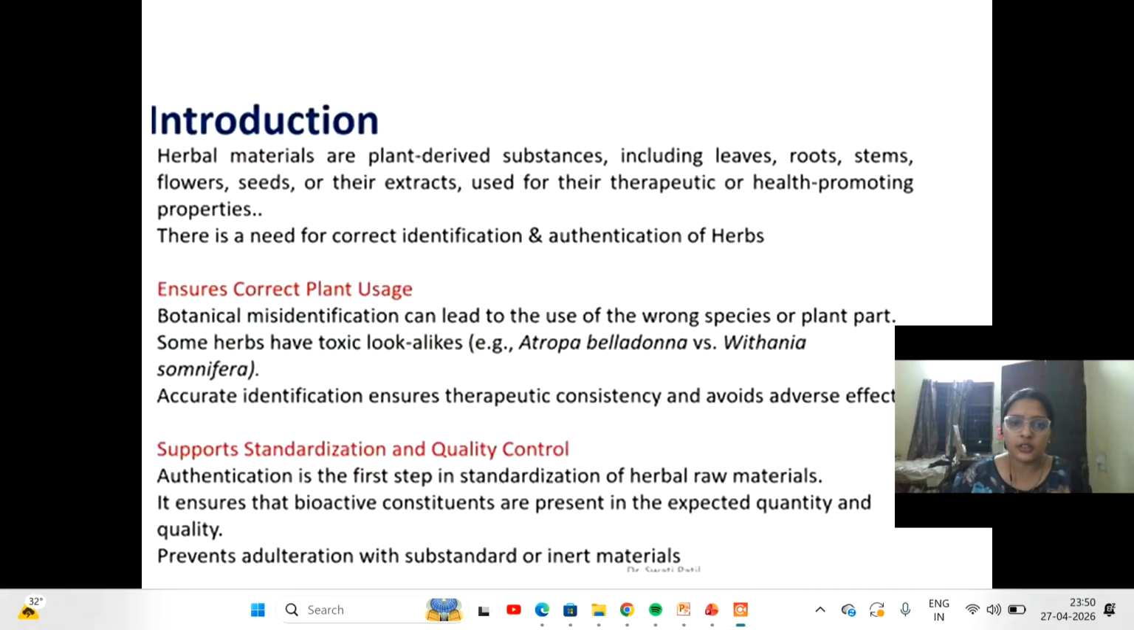Next, it supports standardization and quality control. How does it happen? Authentication is the first step in standardization of herbal materials. It ensures that bioactive constituents are present in the expected quantity and quality. It prevents adulteration with substandard or inert material. This is the introductory part. We will look further in more detail.